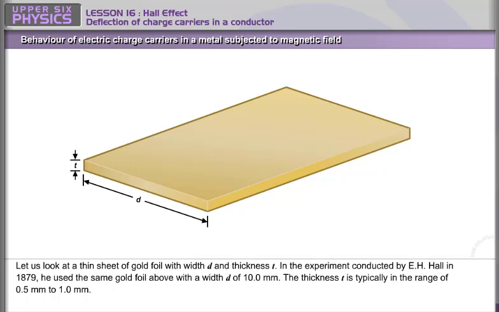In the experiment conducted by E. H. Hall in 1879, he used the same gold foil above with a width d of 10.0 millimeters. The thickness t is typically in the range of 0.5 millimeters to 1.0 millimeters.